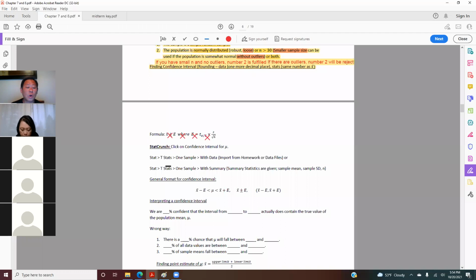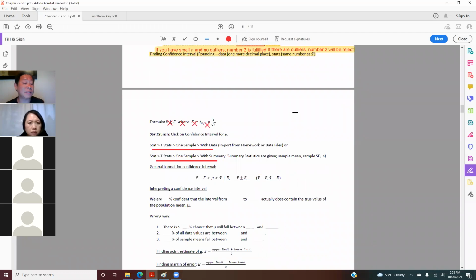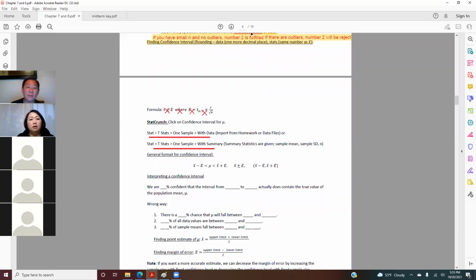To find this using StatCrunch, you go to Stat, T-stats, one sample, either with data or with summary. So either one of these. Make sure, this is very important. These are the ways that you find your confidence interval. You go to Stat, T-stats, one sample with data. With data means that you import the data file.